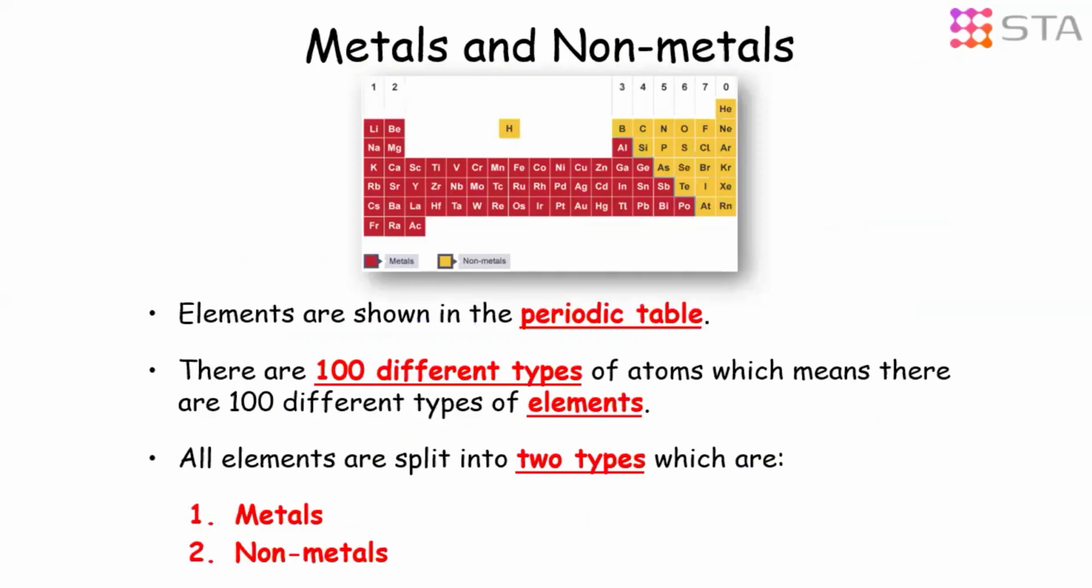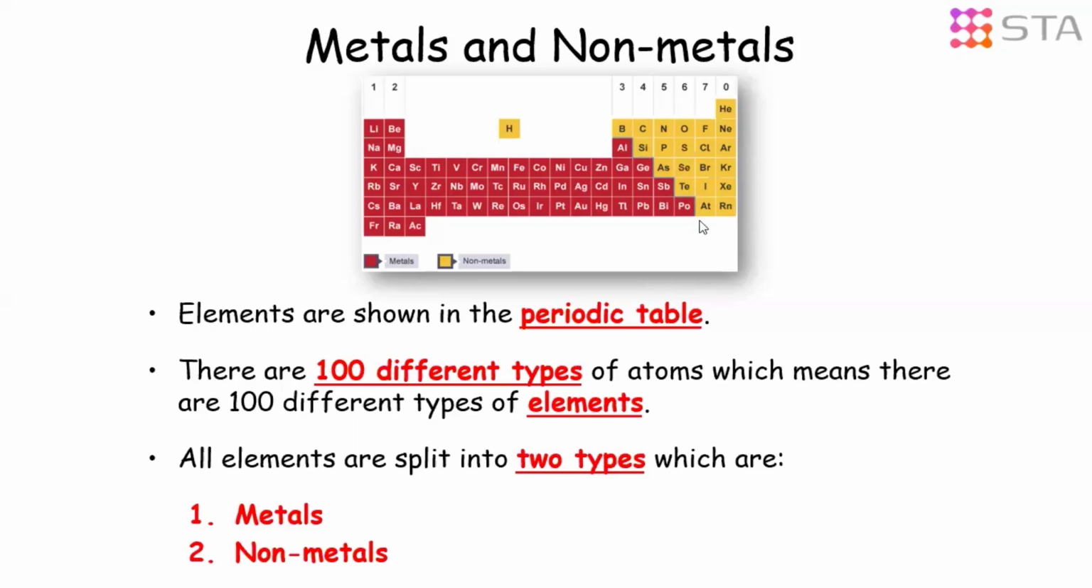Okay, then. So metals and non-metals. Now, we've had a look at the periodic table, and we know that all the elements are shown in the periodic table. And we know there are 100 different types of atoms, so therefore there are 100 different types of elements. Now, we also need to be able to identify the elements as metals or non-metals. So the elements are split into two types. And what we use is this staircase here.